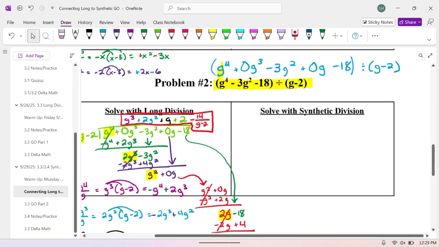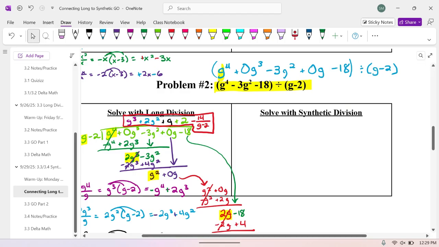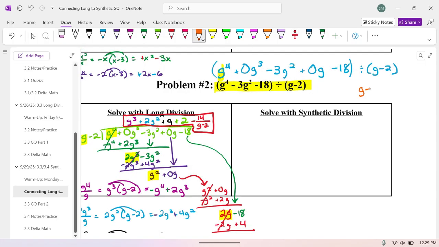How do I start this? You set your divisor equal to 0, x minus 2 equal to 0. So I gotta set my divisor equal to 0. Okay, and what is that? 2. It's our root.